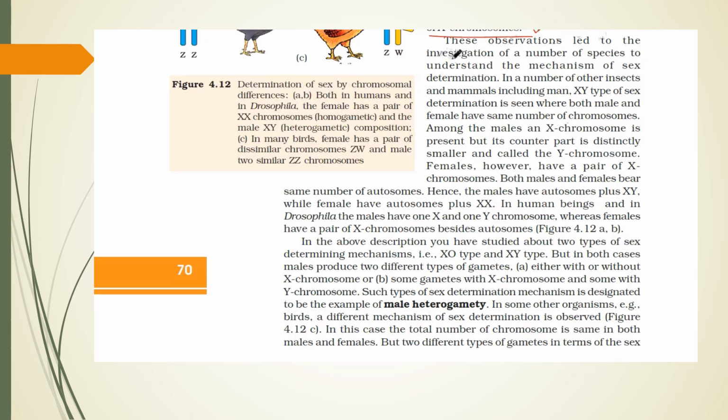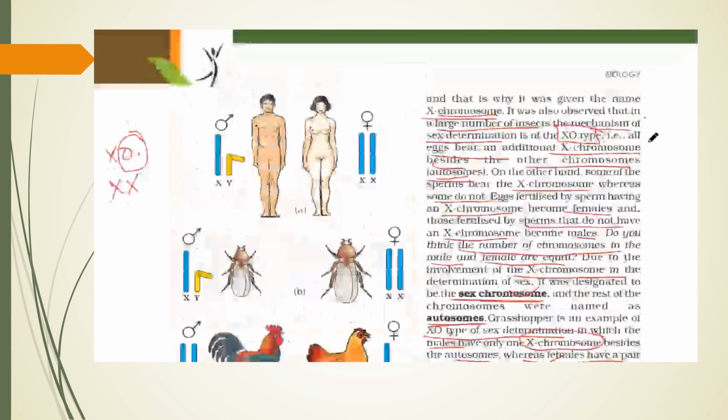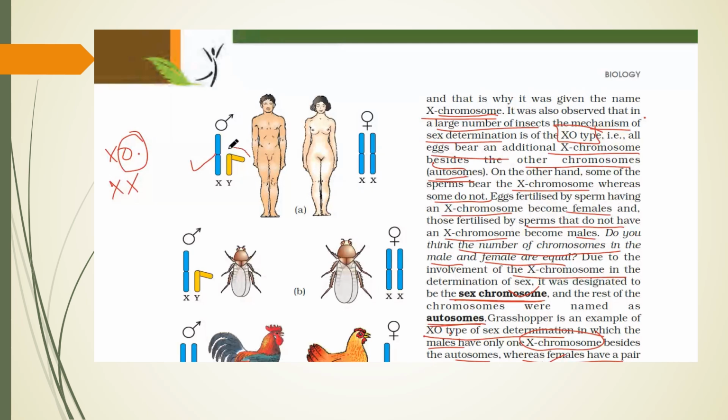So these observations led to the investigation of a number of species to understand the mechanism of sex determination, including a number of insects and mammals, including man. So XY type of sex determination is seen, where male and female have the same number of chromosomes. This is what we are telling for human beings. Males have an X chromosome, but its counterpart is distinctively smaller. What is that? That is the Y chromosome. If we look here, you can see this is the X chromosome and a comparatively smaller chromosome is present here. So this one is the Y chromosome, whereas in female, both the chromosomes look similar and they are both X chromosomes.